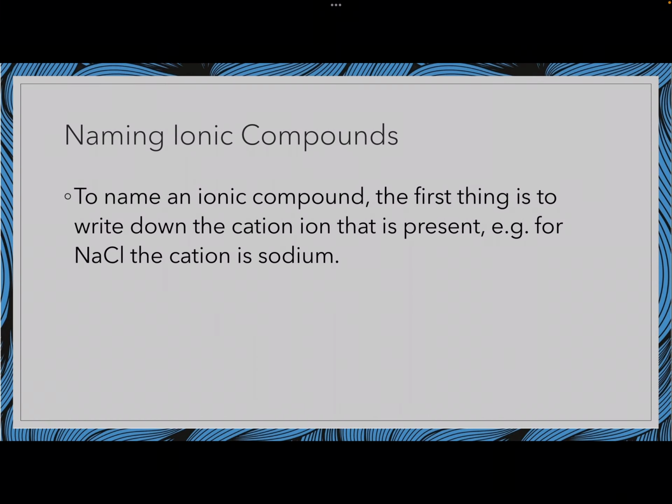So, to name the ionic compound, the first thing is to write down the cation that is present. So that's the positively charged one. So if it's NaCl, the cation is sodium.